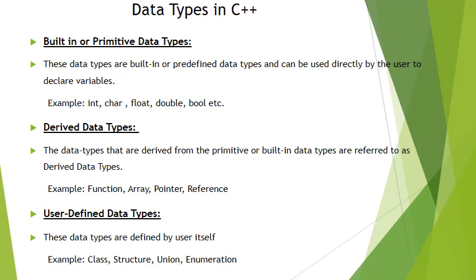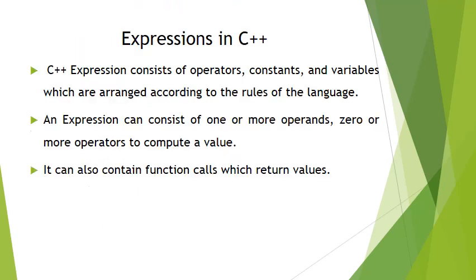The third one is user-defined data types. These are the data types which are defined by the user. That is, a user can define a new data type from the existing data types and derived data types. That is known as user-defined data type. Examples for user-defined data types are class, structure, union, and enumerated data types.